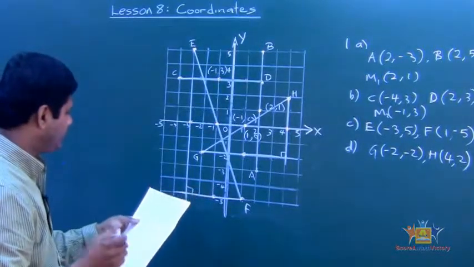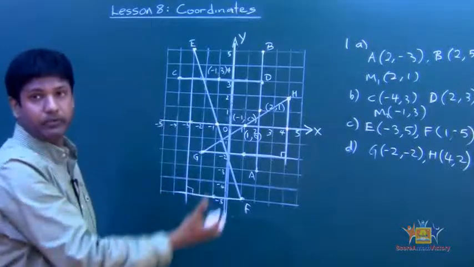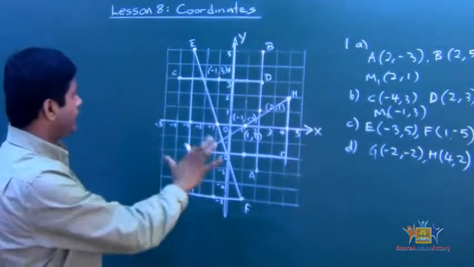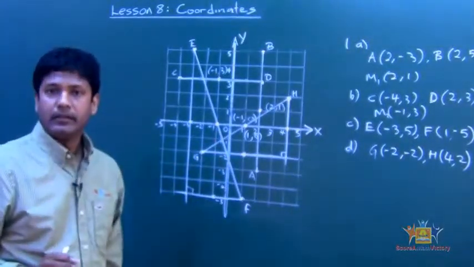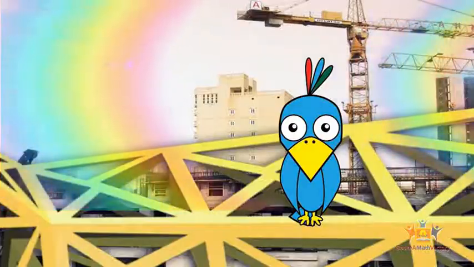Alright, let's do problem number 2. How about we do this? Let Mr. Mac erase the board, and then we'll do problem number 2, okay? So I'll have a fresh Cartesian plane on the board. Okay, I'll be back with you in a few seconds.